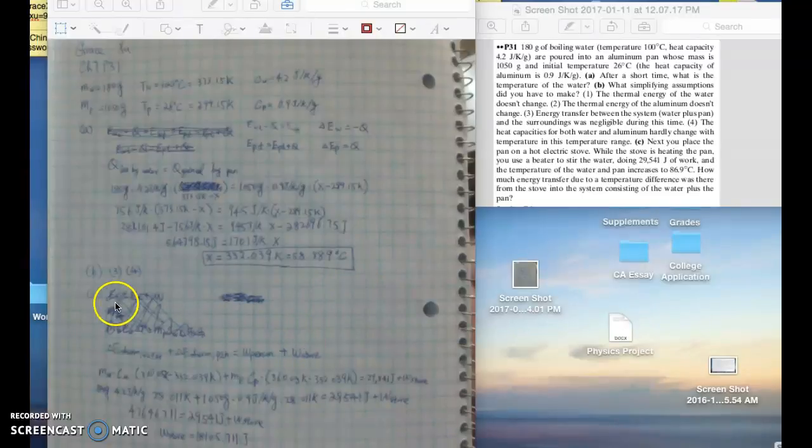For part C, ignore that. That was just me trying to figure stuff out.